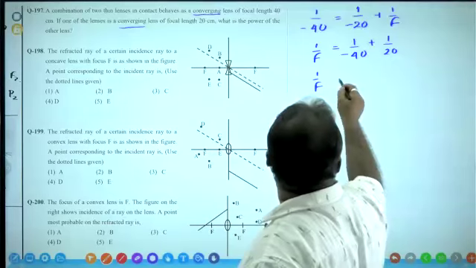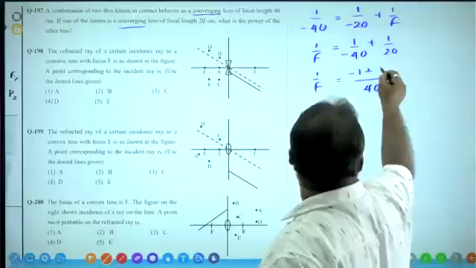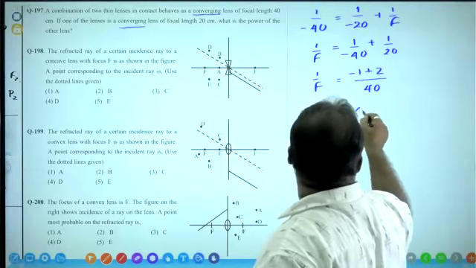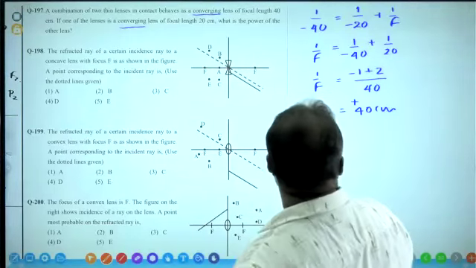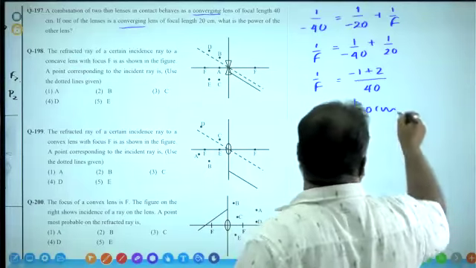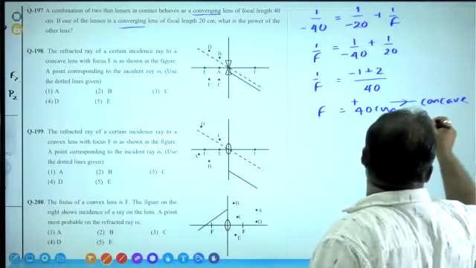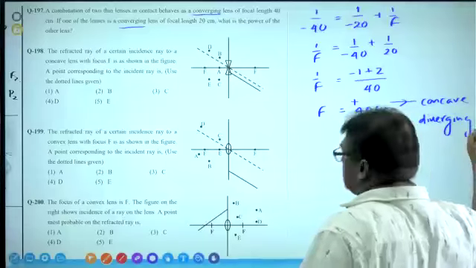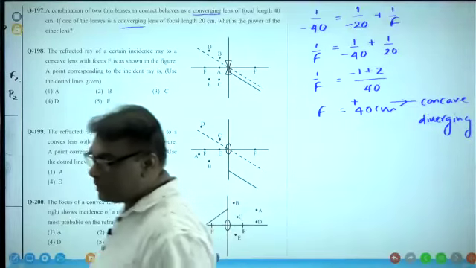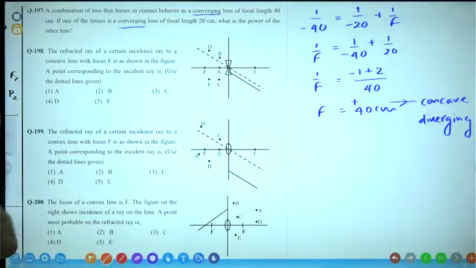So 1 over f becomes, 1 over 40 minus 1 over 20 gives minus 1 over 40, so f becomes 40 centimeter. The final answer consists of a positive sign. Then the resultant lens is concave or diverging. The diverging lens is the resultant one. Right. Can we manage the final answer?